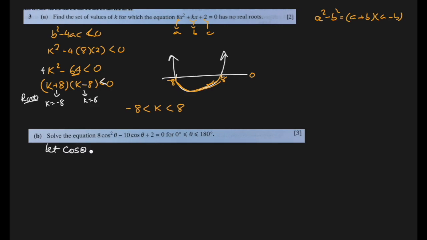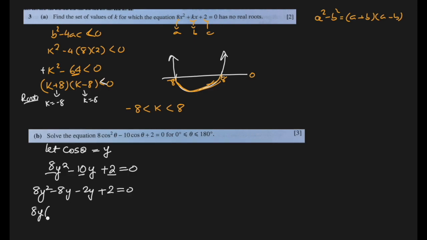cos theta is y. So our quadratic equation becomes 8y square minus 10y plus 2 equal to 0. I can factor this. 8 times 2 is 16 and 8 plus 2 is also 10. So I can write 8y square minus 8y minus 2y plus 2 equal to 0. Let's take 8y common here. So it will be y minus 1 minus 2 here, y minus 1 equal to 0. So the two factors are y minus 1 common in both, and 8y minus 2.